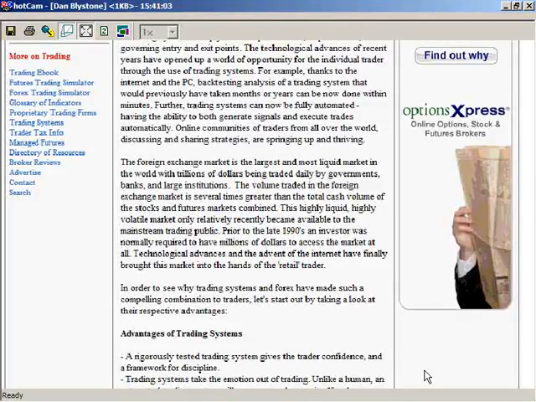So for example, if you have a trade setup that works on one market, you can test it on multiple markets, and you can trade it on multiple markets through the use of trading systems without having to actually keep an eye on all these different markets at once.